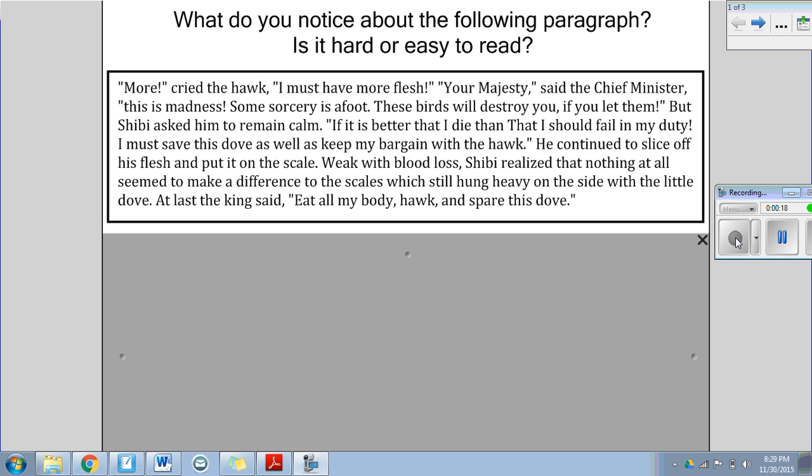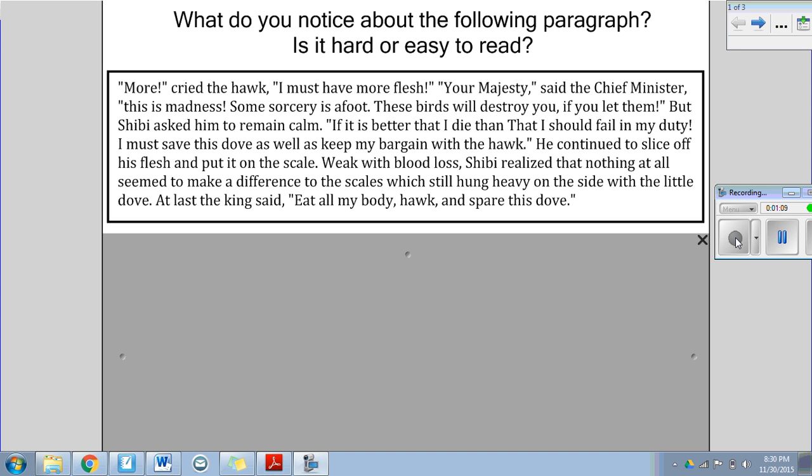"More," cried the hawk. "I must have more flesh." "Your Majesty," said the chief minister, "this is madness. Some sorcery is afoot. These birds will destroy you if you let them." But Shebi asked him to remain calm. "If it is better that I die than that I should fail in my duty, I must save this dove as well as keep my bargain with the hawk." He continued to slice off his flesh and put it on the scale. Weak with blood loss, Shebi realized that nothing at all seemed to make a difference to the scales, which still hung heavy on the side with the little dove. At last the king said, "Eat all of my body, hawk, and spare this dove."